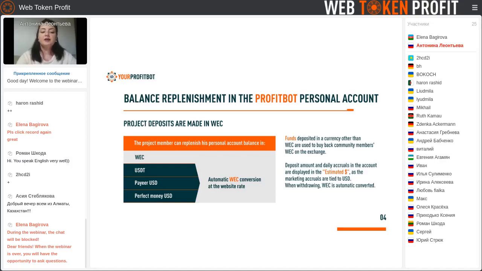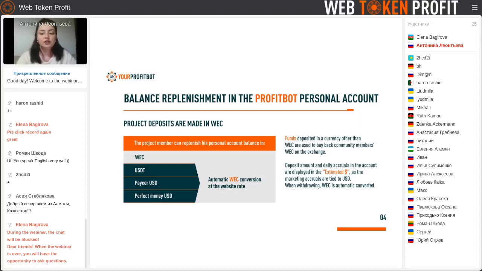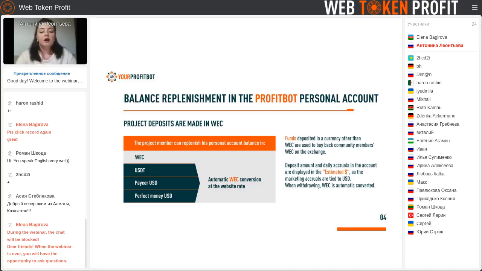And after getting the money, the system will itself recalculate the received USDT into coins at the website's rate, and you will see the WEG amount in your account. When opening a deposit, a reverse conversion takes place and the deposit is displayed in USDT at your internal rate. Daily accruals go to the savings account and are also displayed in estimated USD. The project marketing plan is structured this way because it's easier to make settlements for clients. When funds are withdrawn, they are automatically converted into coins at the website's rates.